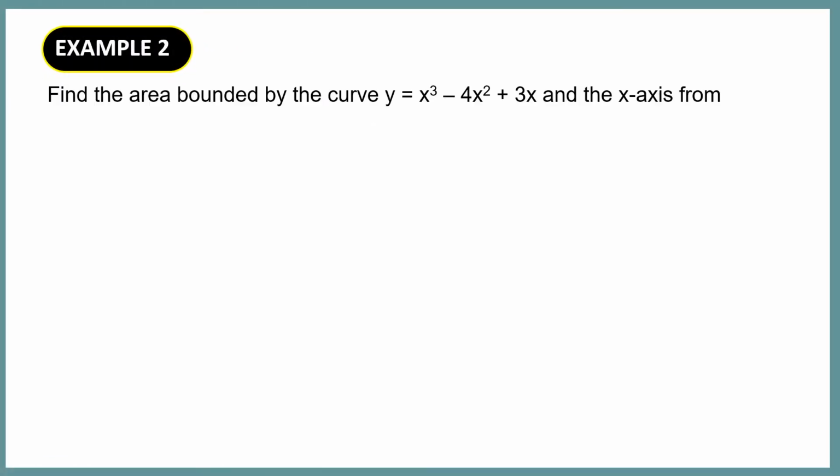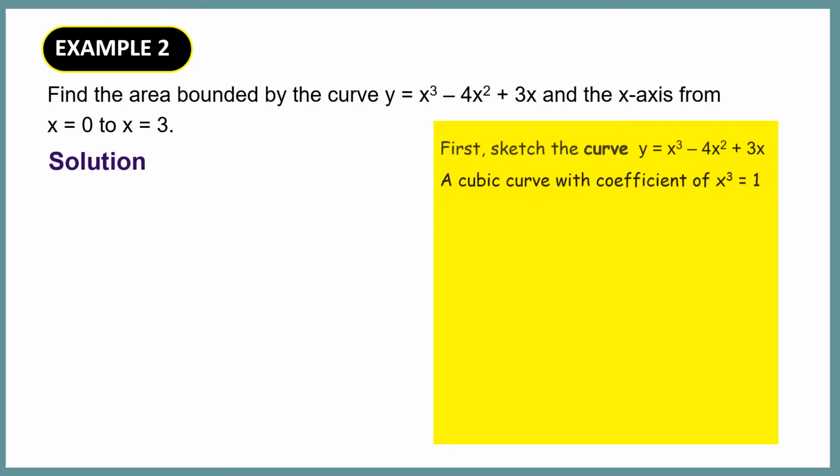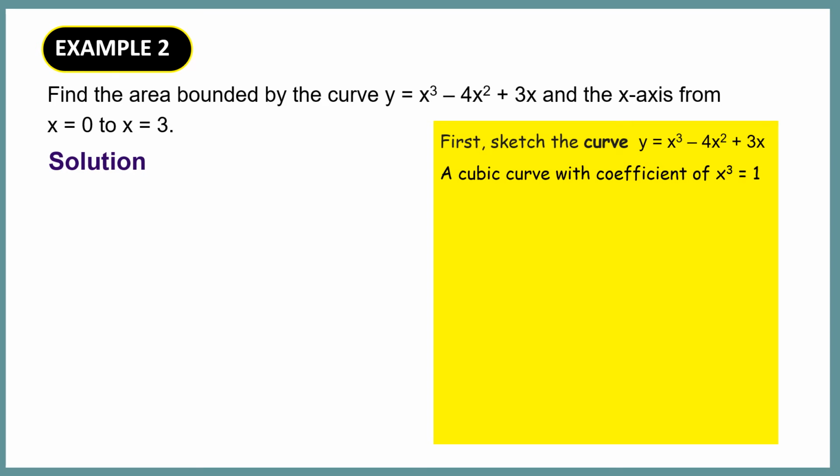Example 2. Find the area bounded by the curve y equal x cubed minus 4x squared plus 3x and the x-axis from x equals 0 to x equals 3. First, we sketch the curve, and notice that the curve is a cubic curve with coefficient of x cubed is 1. Thus, the shape of the curve is a cubic curve that starts from the right and goes to the left.